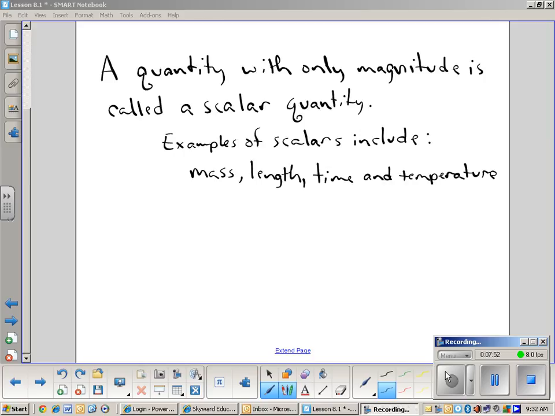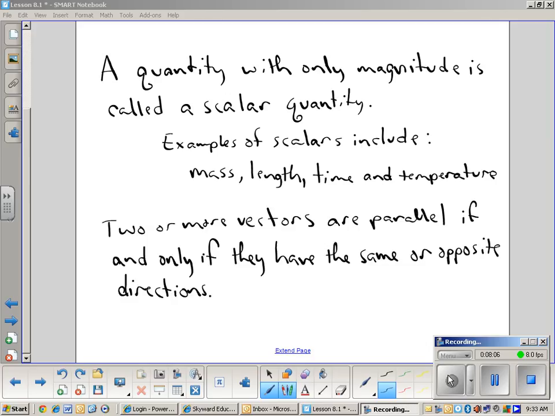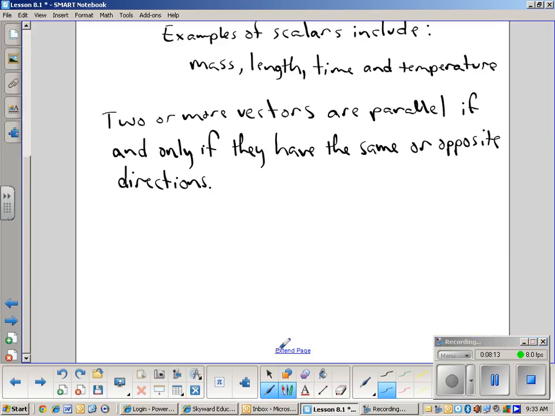So a quantity with only magnitude is called a scalar quantity. Examples of scalars include mass, length, time, temperature. Okay? Two or more vectors are parallel if and only if they have the same or opposite directions. So if two vectors have the same direction, they're parallel. If they're opposite in direction, they would still be parallel.